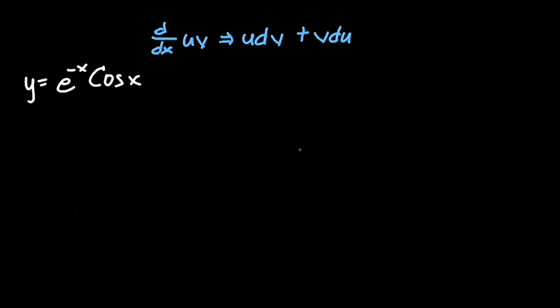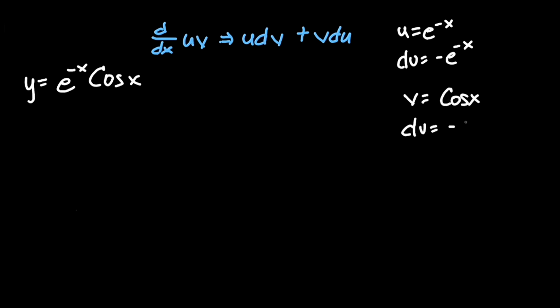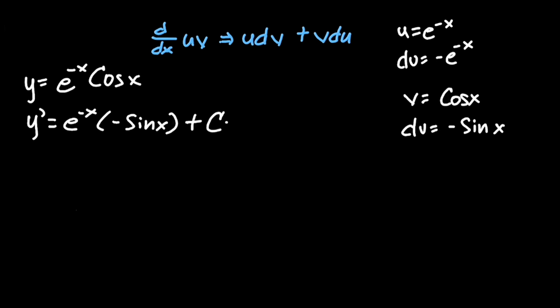Let's solve this. e raised to the power of negative x multiplied by cosine of x. U here would be e raised to the power of negative x. Derivative of this would be negative e raised to the power of negative x. V would be cosine of x, and derivative of cosine of x would be negative sine of x. Y prime now here would be e raised to the power of negative x multiplied by negative sine of x plus cosine of x multiplied by negative e raised to the power of negative x.